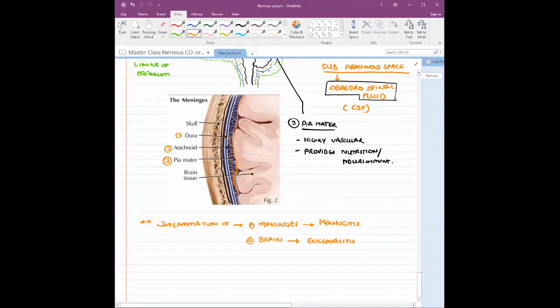Okay, everybody all right? But now, guys, we said that below the arachnoid membrane, we are going to see the CSF. So what is the CSF?